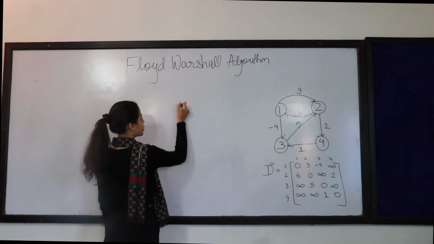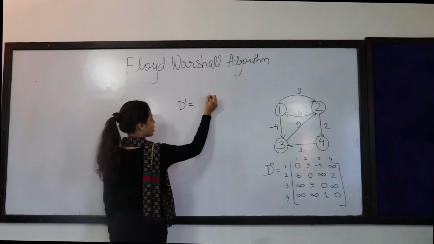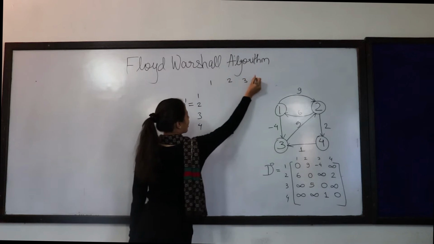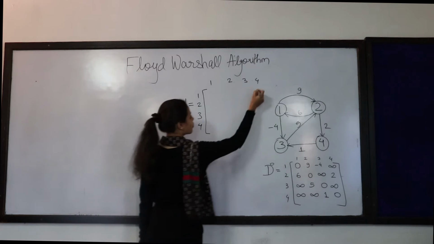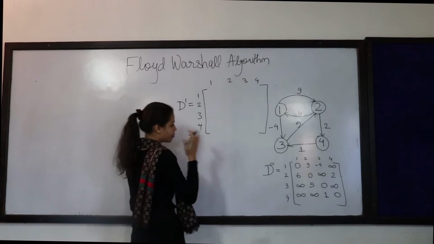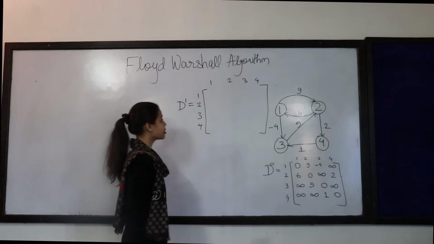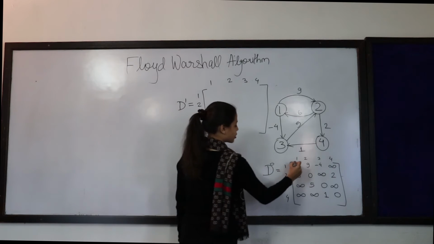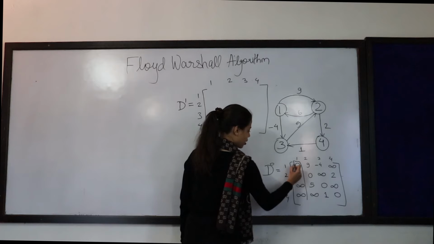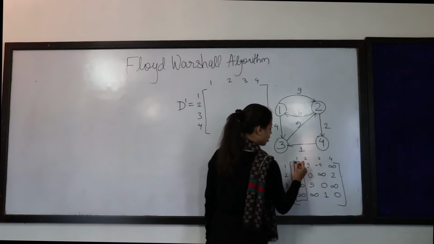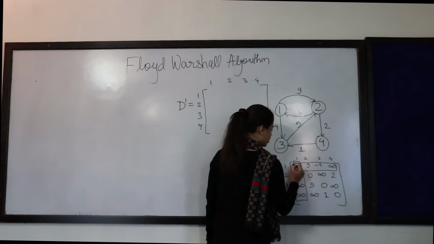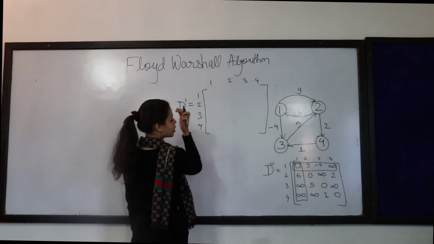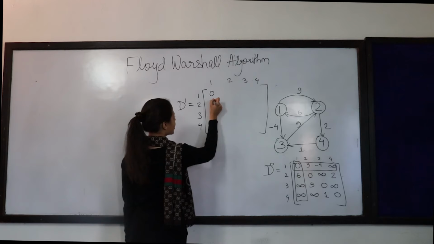node 1. For that, we create a matrix. Here we take D0 as the base matrix, and the row and column along 1 are considered to be the working row and column, so we write them as they are.